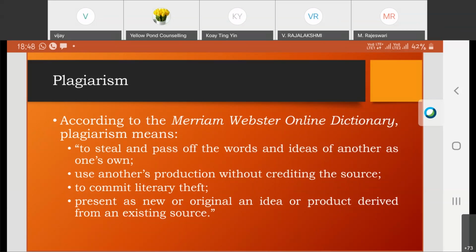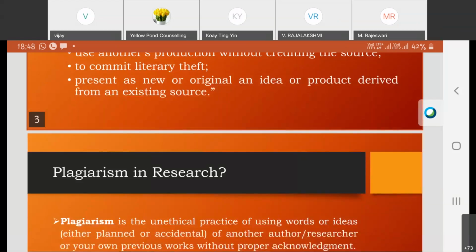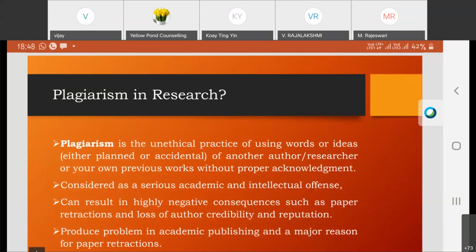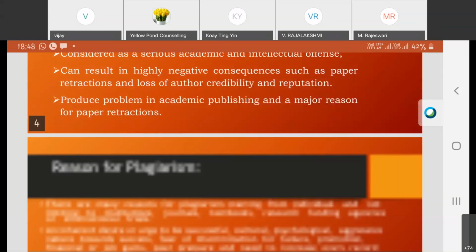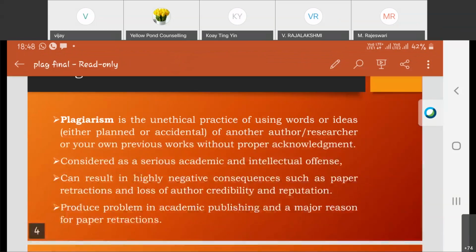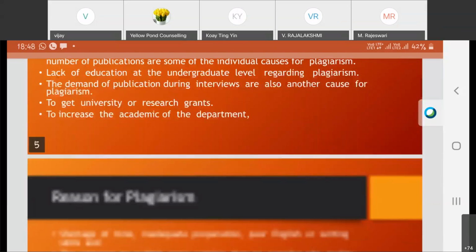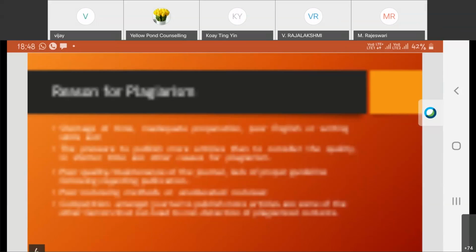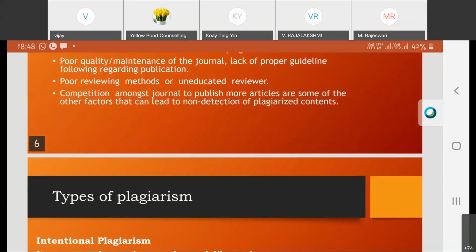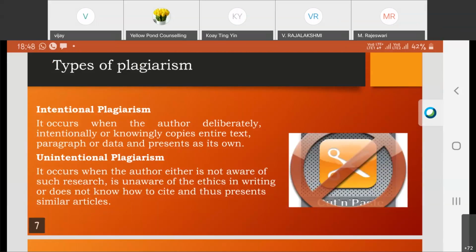The next thing, I would like to give some information regarding the types of plagiarism. Sir, can you please move the slide to types of plagiarism? Yes, sir. Thank you. The types of plagiarism. When we talk about types of plagiarism, plagiarism has many types. I would like to give them one by one.